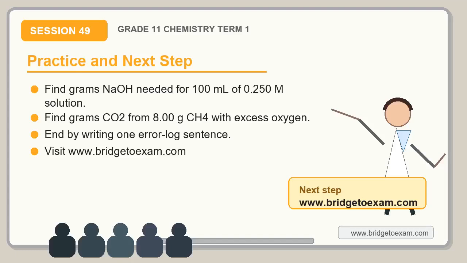Task 1. Find grams NaOH needed for 100 milliliters of 0.250 M solution. Task 2. Find grams CO2 from 8.00 g CH4 with excess oxygen. Task 3. Find percent yield if 5.20 g is collected and 6.40 g is theoretical. At the end of your study, write one sentence beginning, "The chemistry idea I must remember is."